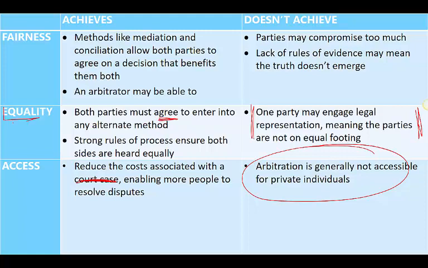This is therefore equal. And strong rules of process, particularly in mediation and conciliation, put both parties on equal footing and make sure they're both heard. As well as this, it is fair because mediation and conciliation allow both parties to agree on their own decision that suits them both, but parties might compromise too much, which means the ultimate outcome isn't fair, and lack of rules of evidence might mean that the truth doesn't actually come out. And obviously, fairness is around a just outcome based on the truth of the matter.